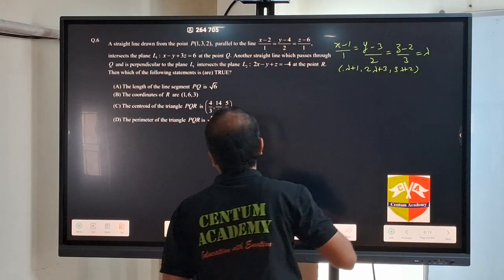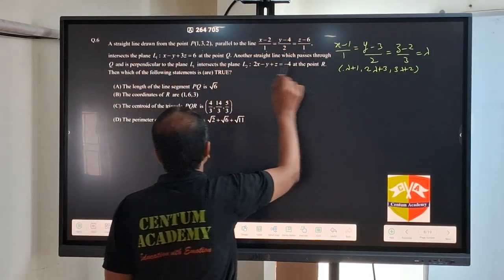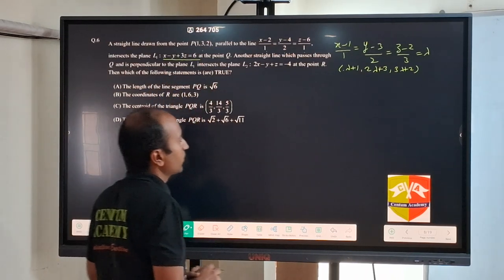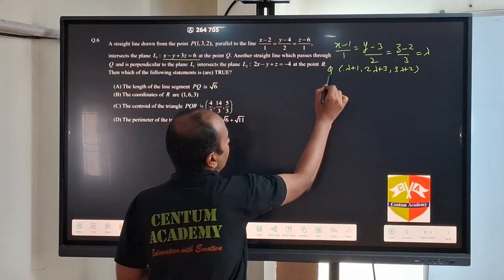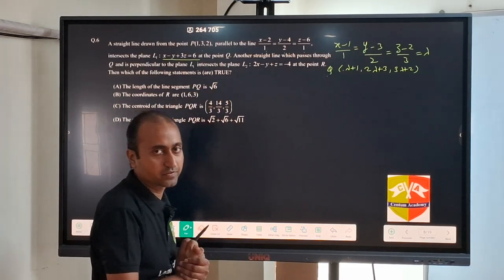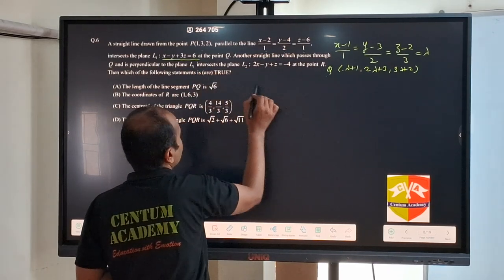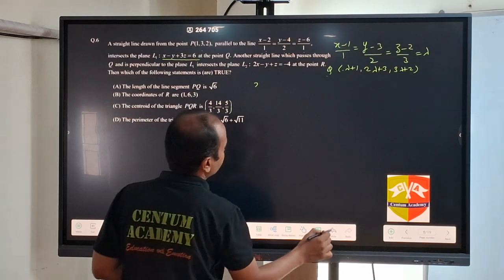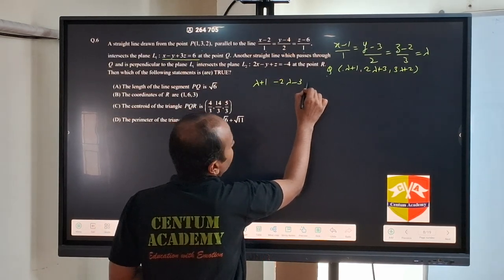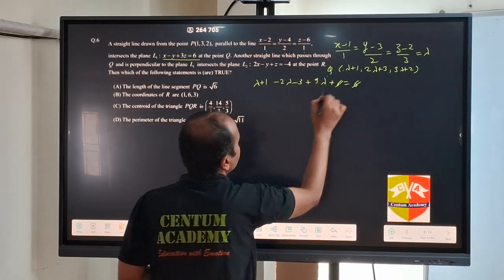So the coordinates of that point lambda will be lambda plus 1, 2 lambda plus 3 and 3 lambda plus 2. Alright. Now a straight line drawn from this point parallel to this intersects the plane x minus y plus 3z equals 6 at the point Q. Suppose this point itself is Q, and because this point lies on this plane, it will satisfy the equation of this plane. That's how we can find lambda. So if I satisfy Q on this plane, I will get lambda plus 1 minus 2 lambda minus 3 and plus 3, 3's are 9 lambda plus 6 is equal to 6.